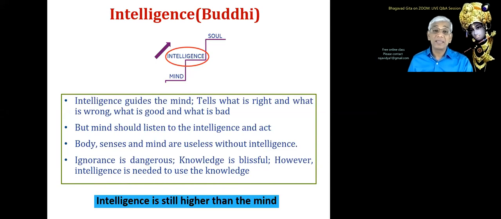So ignorance is dangerous, knowledge is blissful. However, intelligence is needed to use the knowledge. That's why we need to have intelligence. So how are we going to gain intelligence? That's a very important question. And we study the Bhagavad Gita.